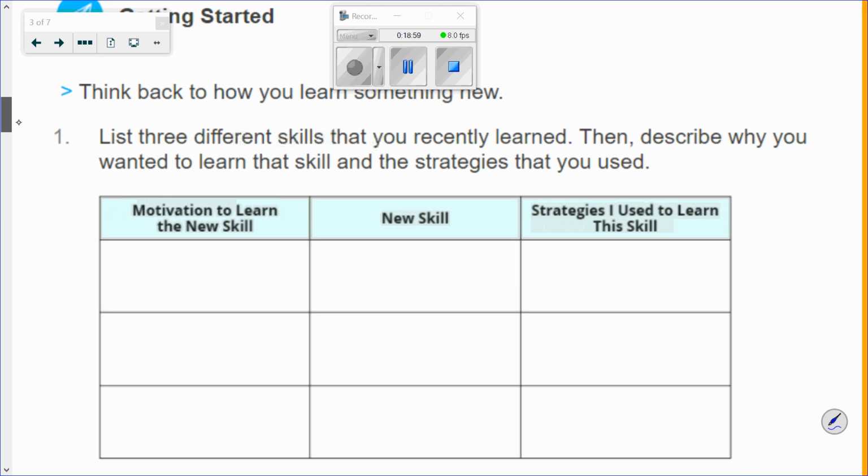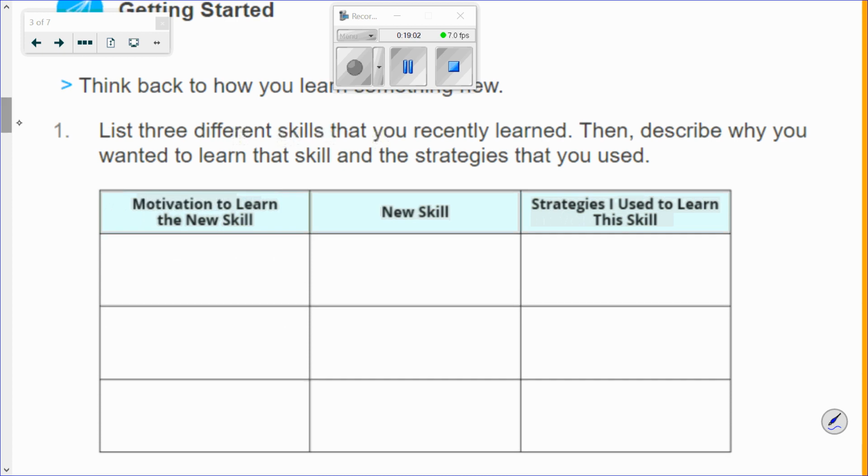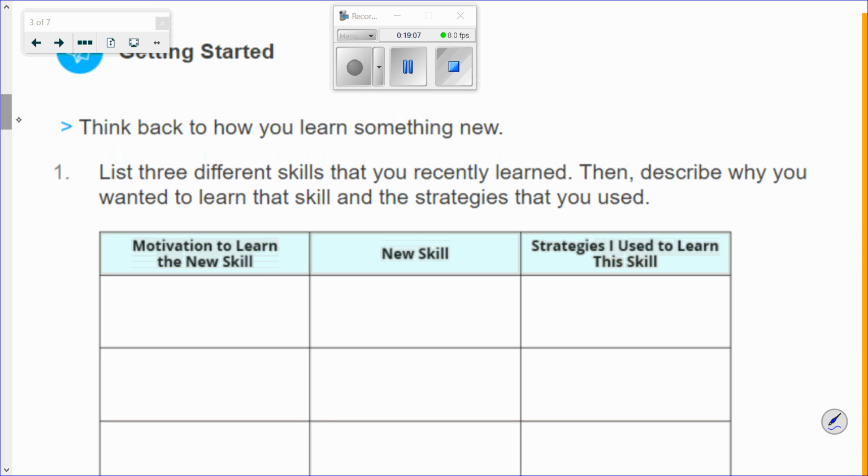So our first getting started, I want you guys to think back to how you learned something new. Let me say that again. I want you to think back to how you learned something new. I want you to think of 3 different skills you have recently learned. By recently, I'm saying in the last year. So all of you are saying you haven't learned anything last year. I want the name of your 5th grade teacher. I will let them know they had you for a whole year and you learned nothing from them. Okay? So you guys should all be able to come up with at least 1, if not 3 things you learned.